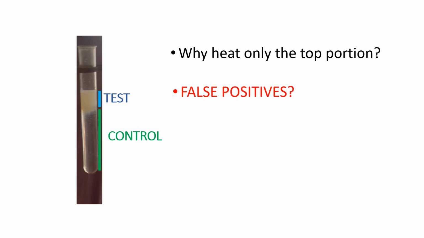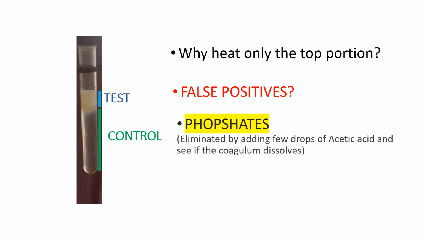Once again, are there any false positives for the heat coagulation test? The answer is yes, there are phosphates, even though the spelling is a little off here. Please remember that this is phosphates, and there is one workaround. Even when you have phosphates and you heat it, you will still get this coagulum. But it can be eliminated by adding a few drops of acetic acid and seeing if the coagulum dissolves. When you add a few drops of acetic acid, the coagulum dissolves in phosphates, but the coagulum stays when you have proteinuria.